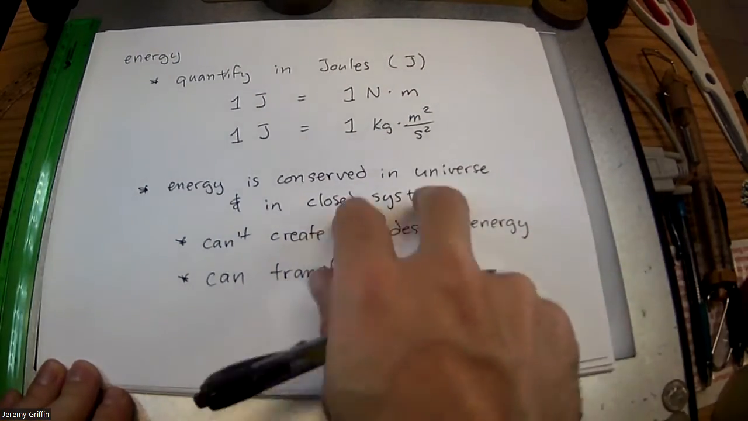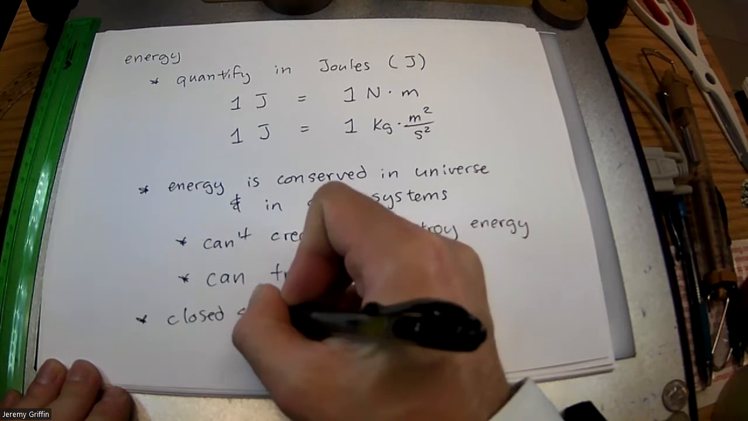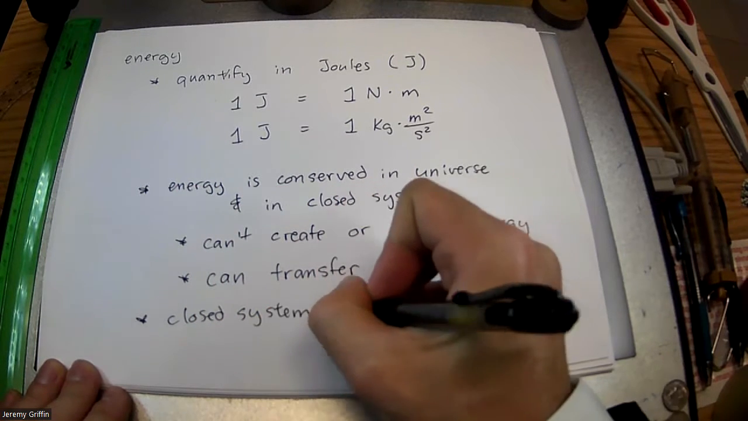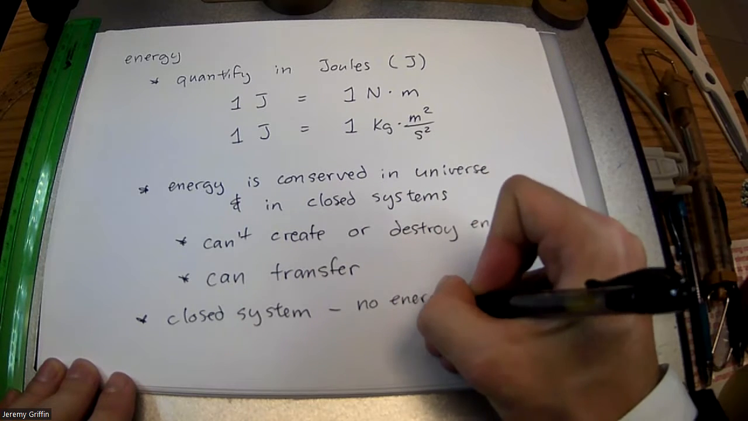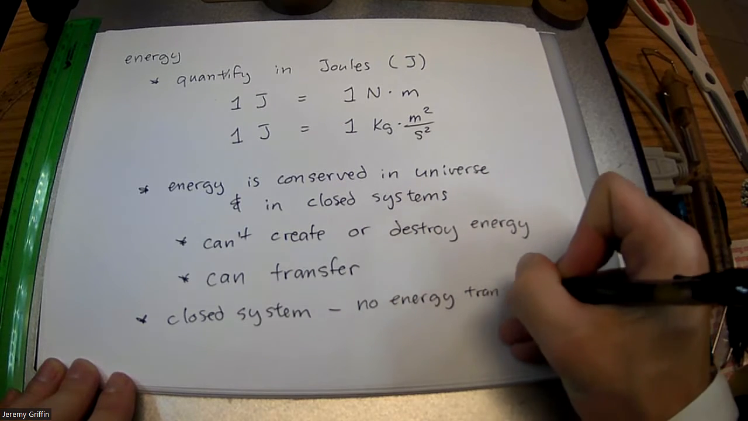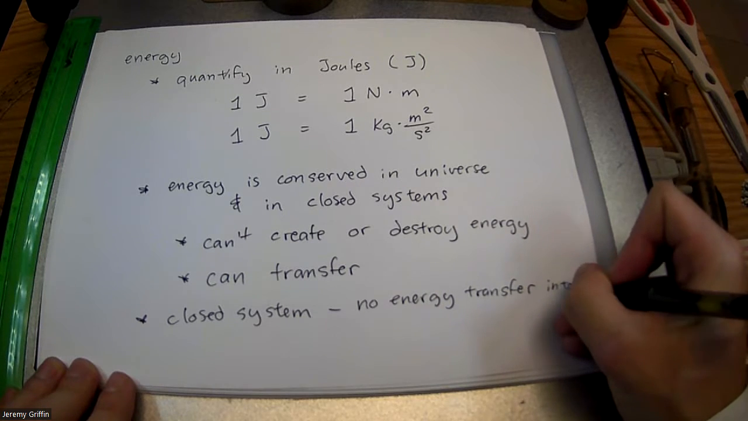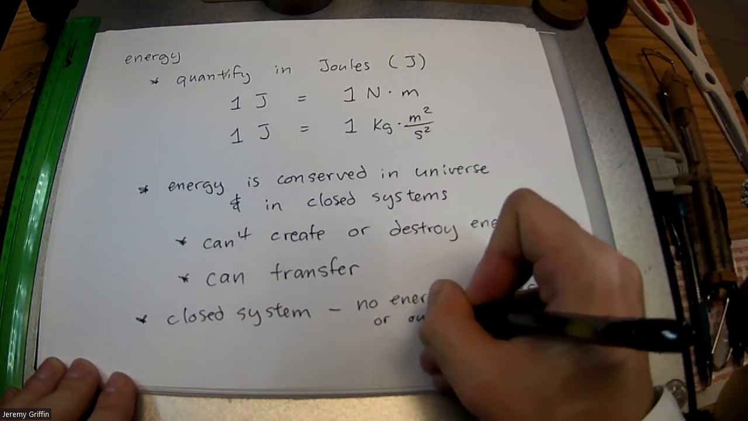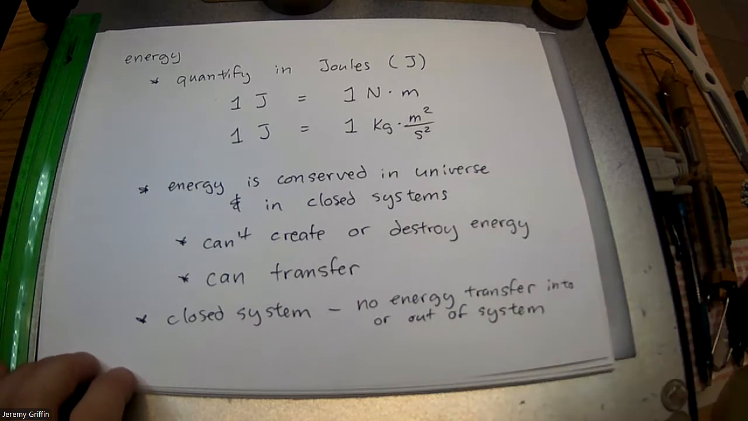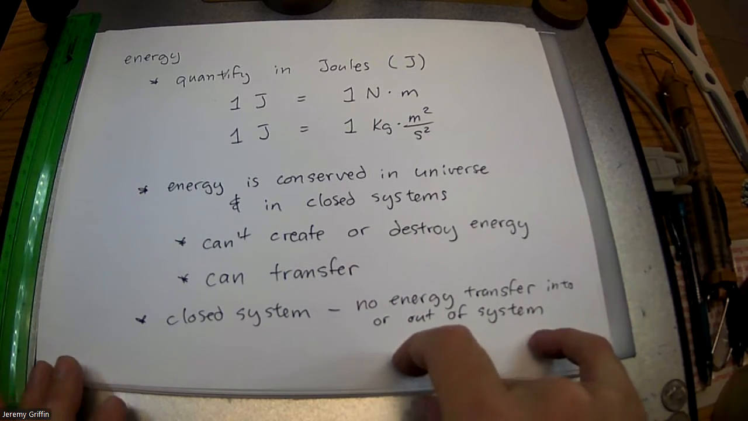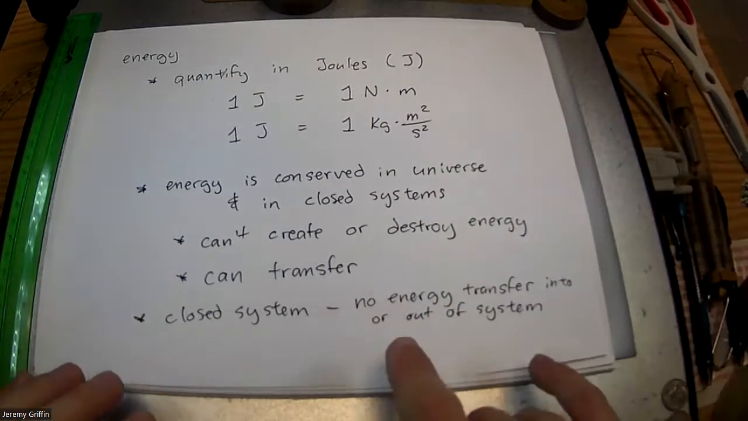Let me hit this term right here: closed system. What do we mean by a closed system? A closed system is where there's no energy transfer, also called work, into or out of the system. So if you have some system roped off, and there's no energy being put into or out of it, then however many joules of energy are in that system, that's a constant number.